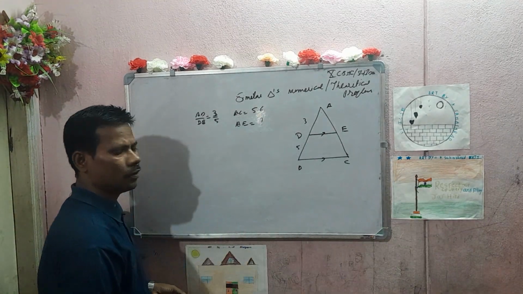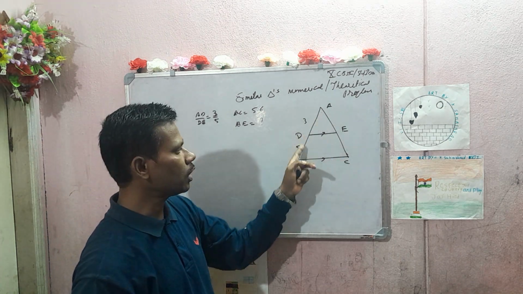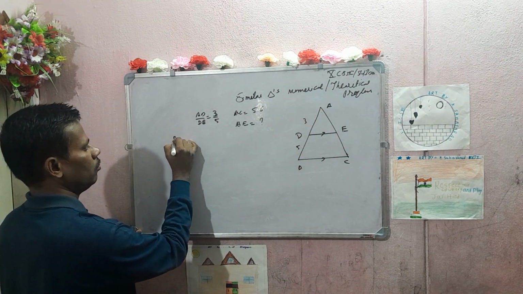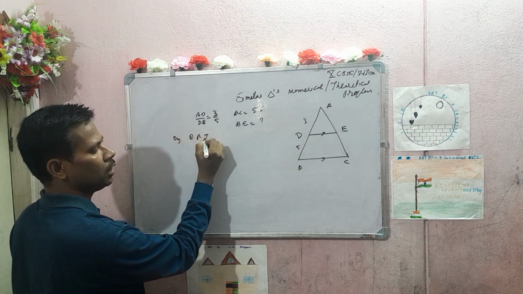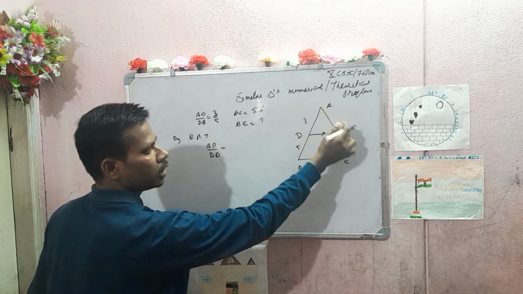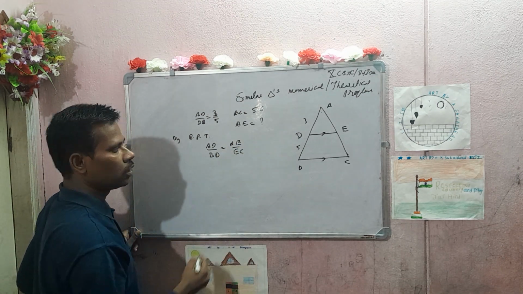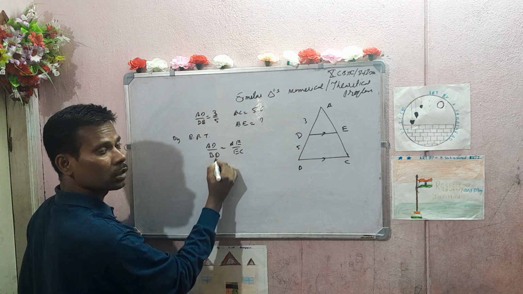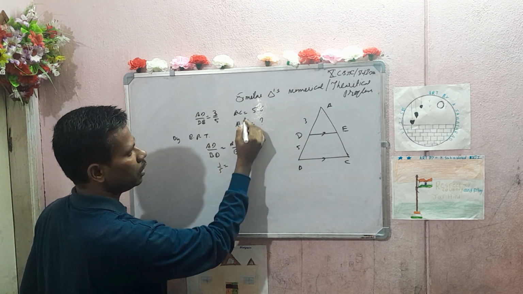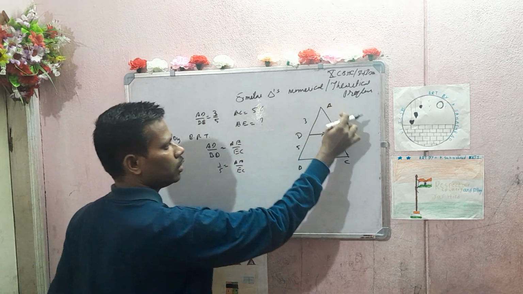So how will you do this, children? Basic proportionality theorem: if a line is drawn parallel to one side, then that line divides the other two sides in the same ratio. First you write down that one. By BPT, AD by BD is equal to AE by EC. Now AD by DB is 3 by 5, just replace here. 3 by 5 is equal to AE by EC.